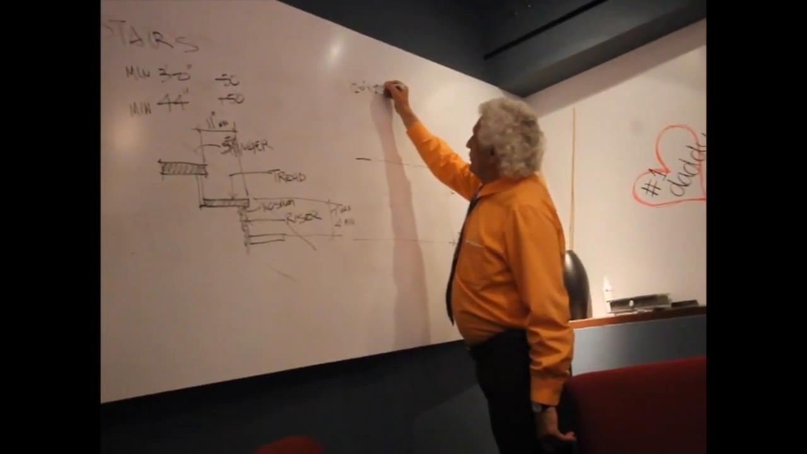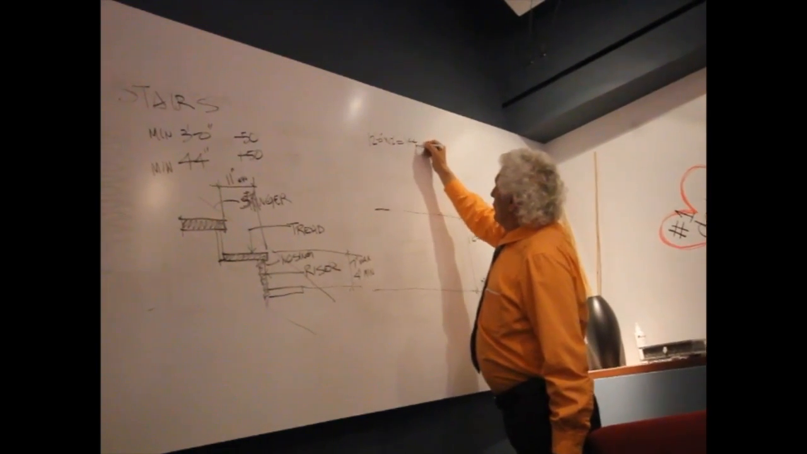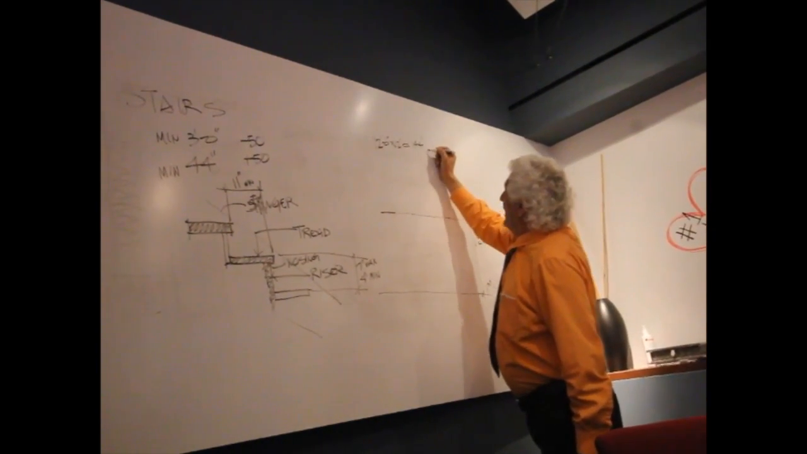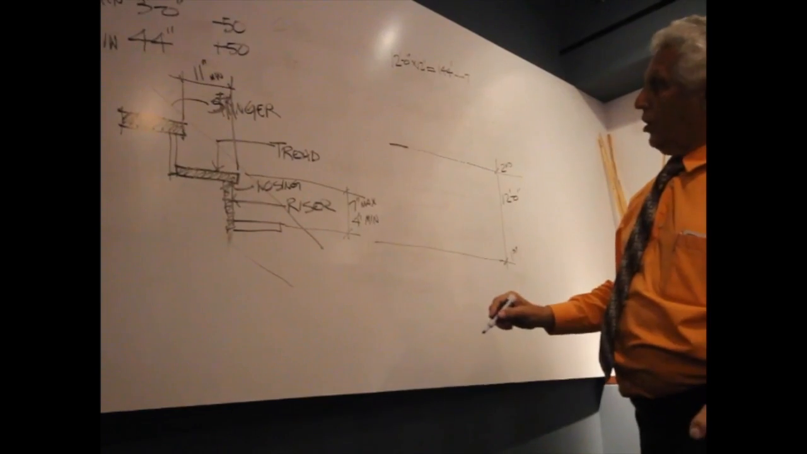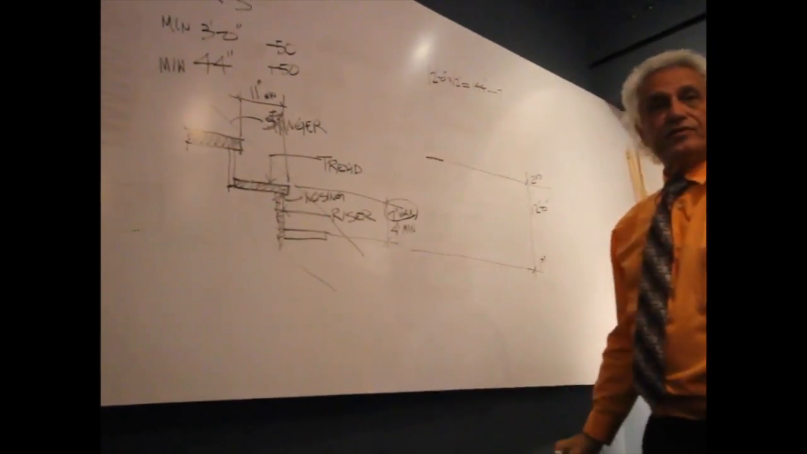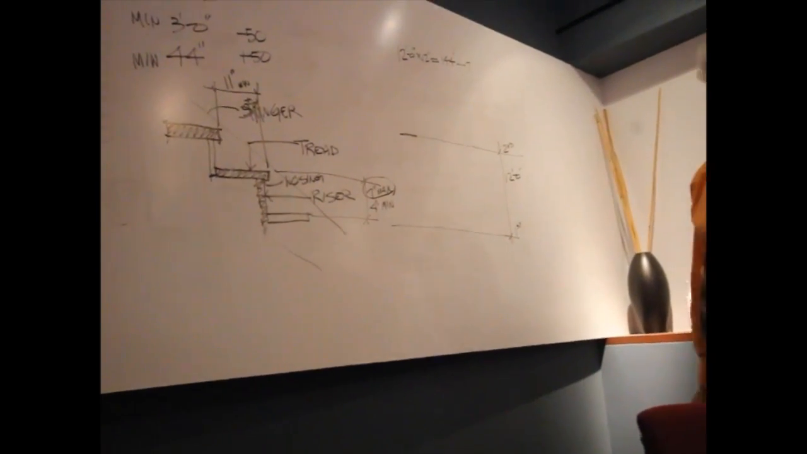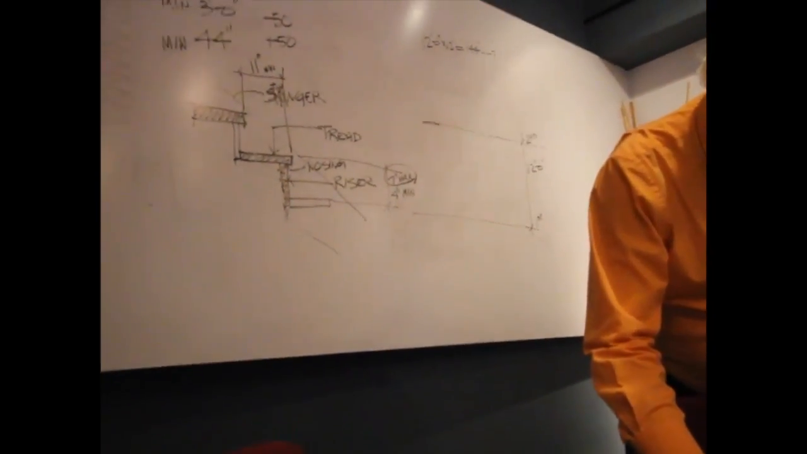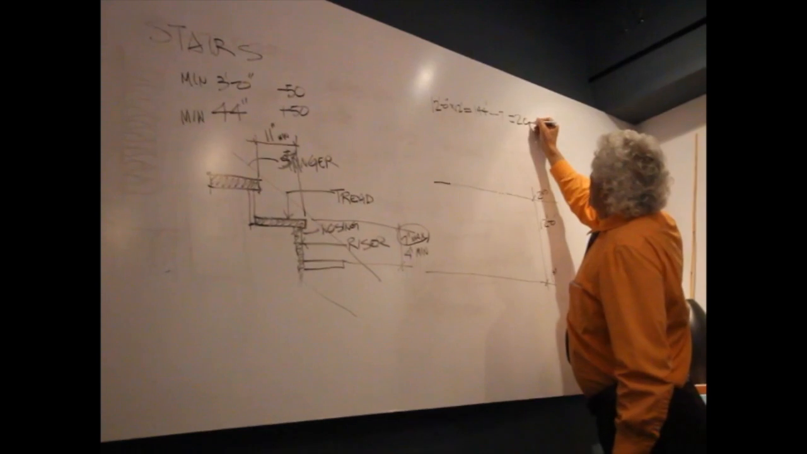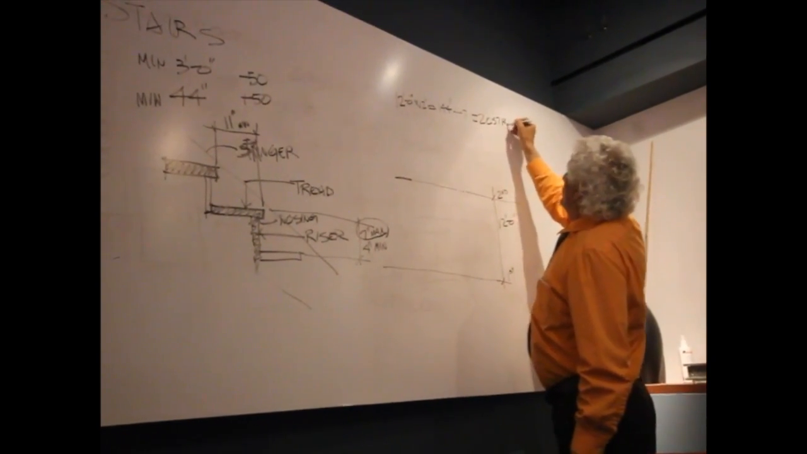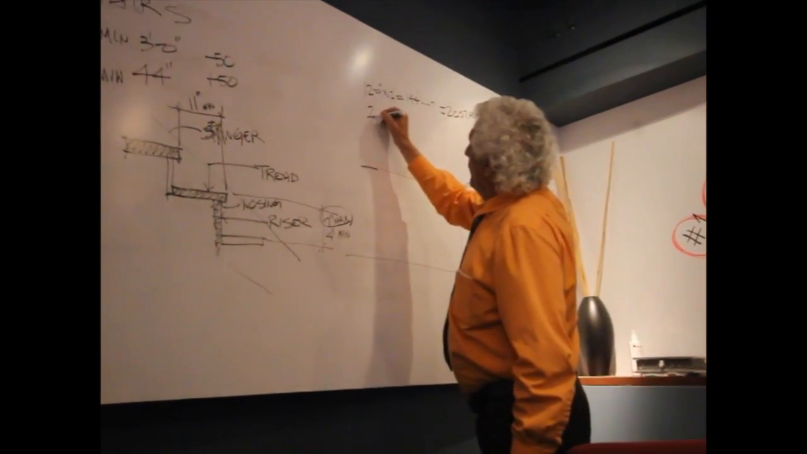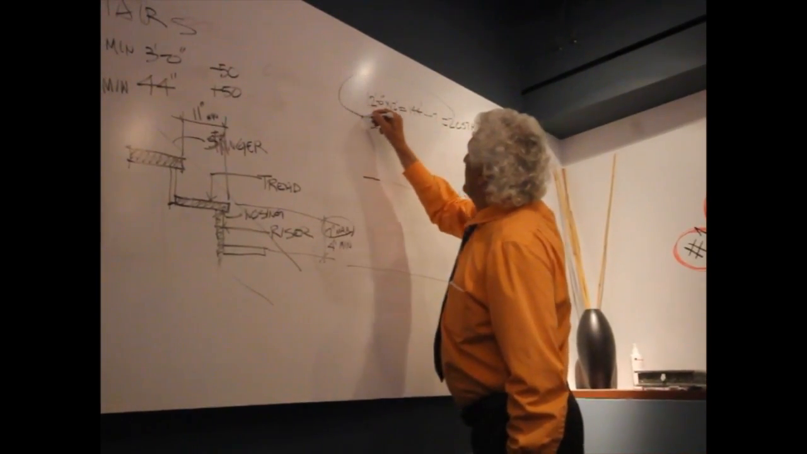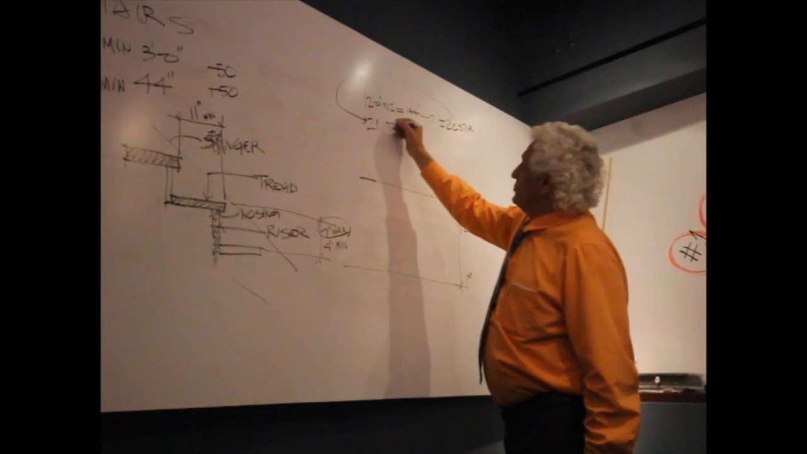And you have to convert that to inches. So it's 144 inches. I need to know how many risers do I need. The code says the maximum I can have is 7 inches. So let's design it for the maximum. So if I take 144, divide that by 7, I get 20.57 risers. Well, you can't have 20.57, you need to be a whole number. So therefore, you must go up to the next riser. So I have 21 risers.